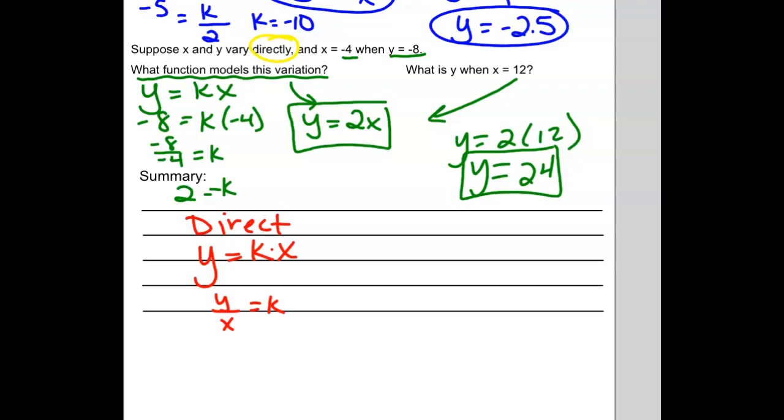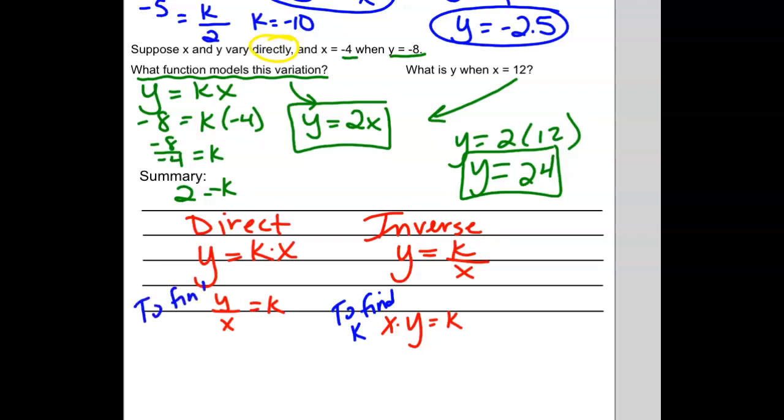Okay? If it is inverse variation, we start out with y equals k, our constant, divided by x. And in order to find our constant, we'd have to multiply x to the other side. All right, so to find k, we use that version. But when we write our equation, we use the top one.